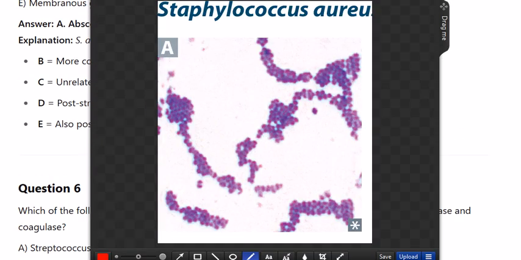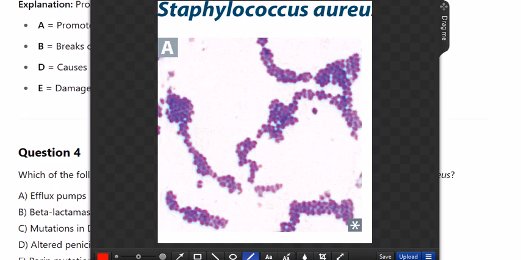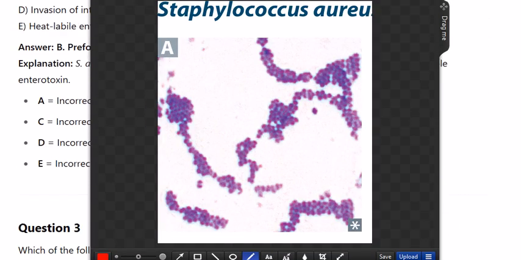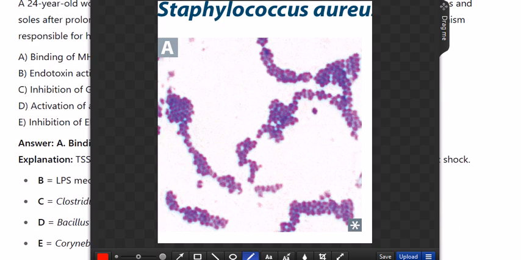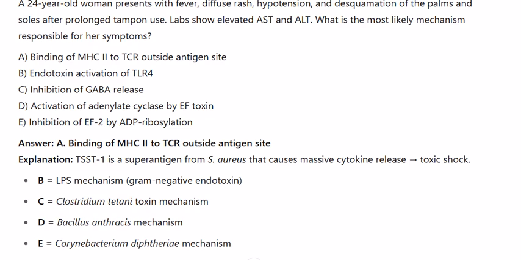Here are 6 USMLE-style questions focused on Staphylococcus aureus, including detailed explanations for correct and incorrect choices. Question 1. A 24-year-old woman presents with fever, diffuse rash, hypotension, and desquamation of the palms and soles after prolonged tampon use. Labs show elevated AST and ALT. What is the most likely mechanism responsible for her symptoms?